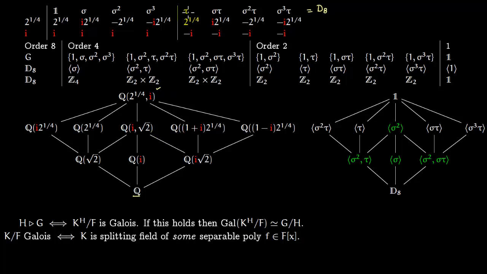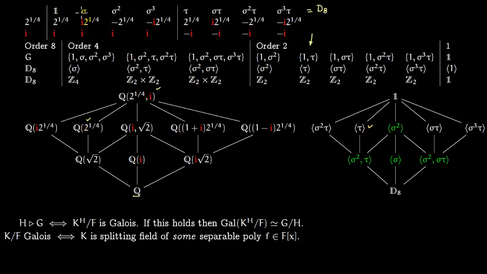Now look at tau. Tau permutes i, this complex number it sends to minus i, whereas it keeps 2^(1/4) fixed. So corresponding to the subgroup generated by tau, this is fixed. So this subgroup is precisely this group we are talking about, this group here. Instead of this entire group 1 comma tau, we are just writing the generator. So there is a correspondence here and here.